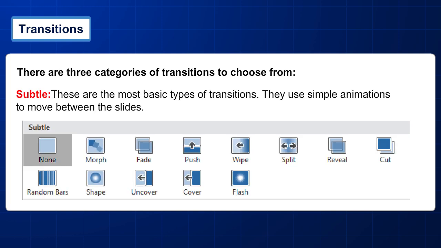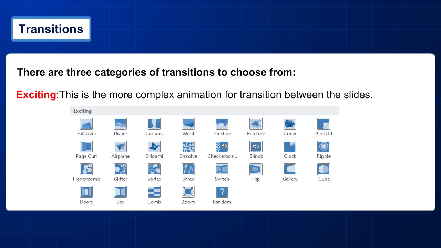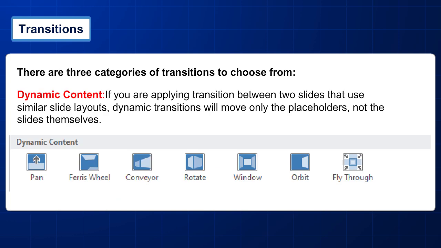Subtle. These are the most basic type of transitions. They use simple animations to move between the slides. Exciting. This is the more complex animation for transition between the slides. Dynamic content. If you are applying a transition between 2 slides that use similar slide layouts, dynamic transitions will move only the placeholders, not the slides themselves.